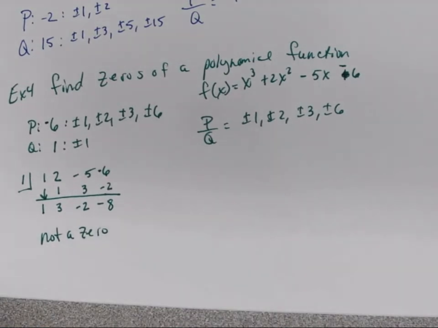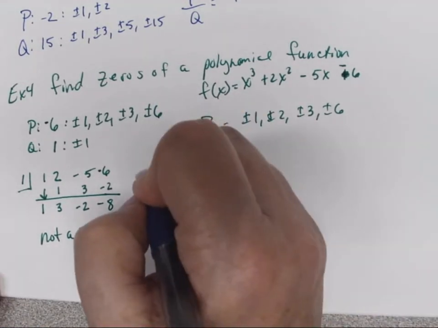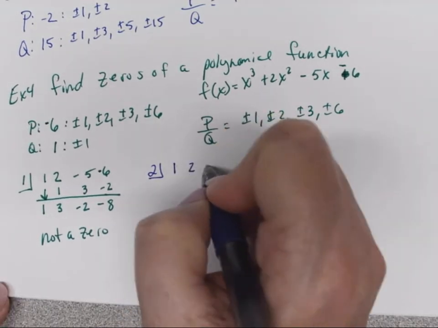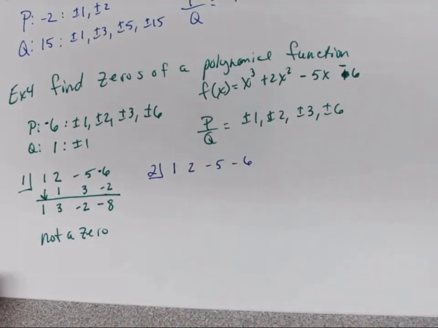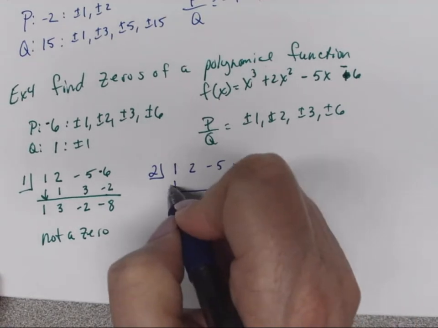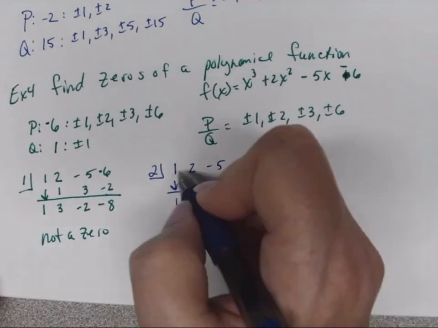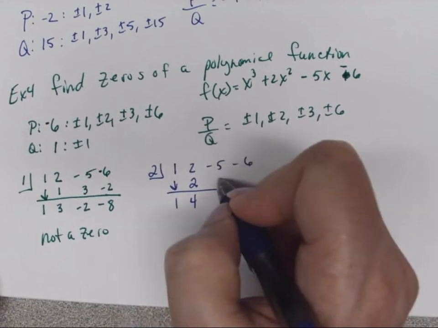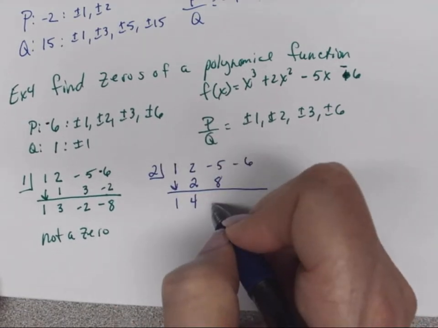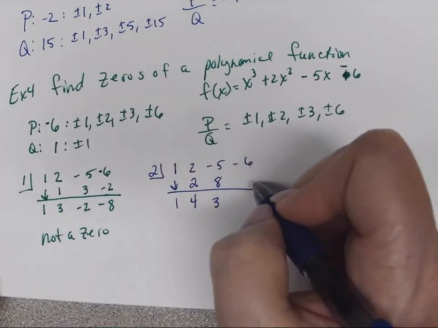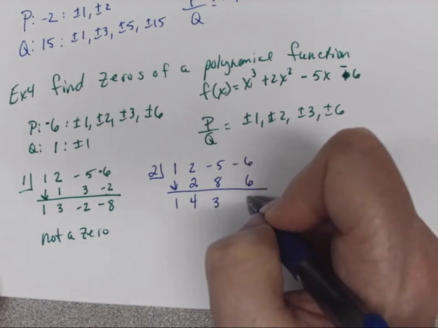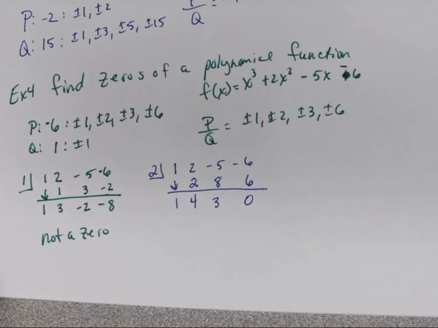All right, let's try another number. Let's try 2. So my numbers are the same, 1, 2, negative 5, and negative 6. Draw the line, let's draw the arrow, bring down the 1. 1 times 2 is 2. 2 plus 2 is 4. 4 times 2 is 8. 8 minus 5 is 3. 3 times 2 is 6. 6 minus 6, that is 0. So that tells us that 2 is a 0.